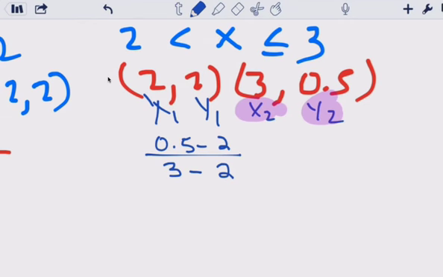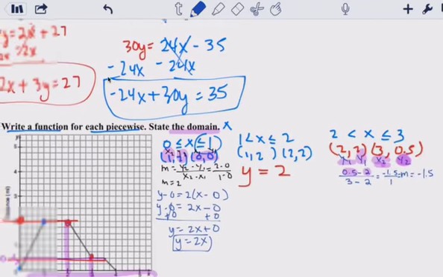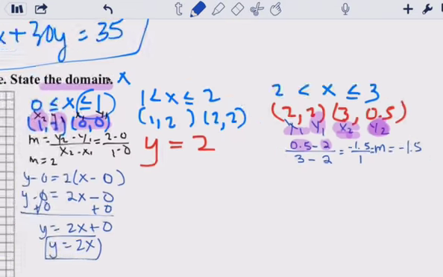Because it's y2 minus y1 over x2 minus x1. You get negative 1.5 over 1. So your slope here is negative 1.5. See if it's going down. My third line, yep, it is.